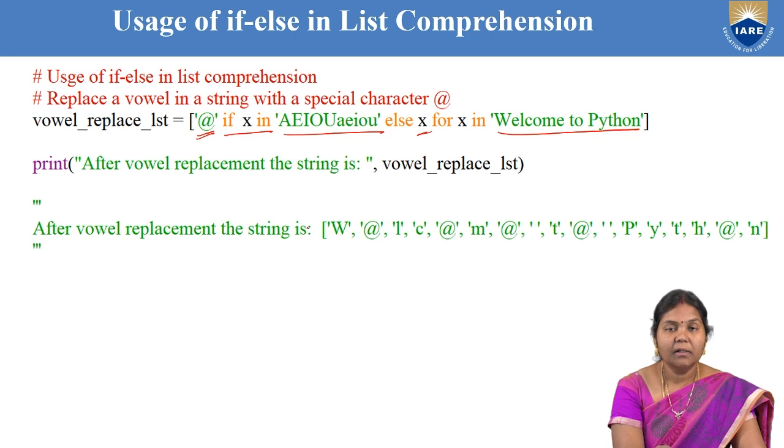So, in the string, every character is checked. If that character is a vowel, then it is replaced with @. Otherwise, it is doing nothing. So, you can see the output over here. In this output, all the vowels are replaced by the @ symbol.